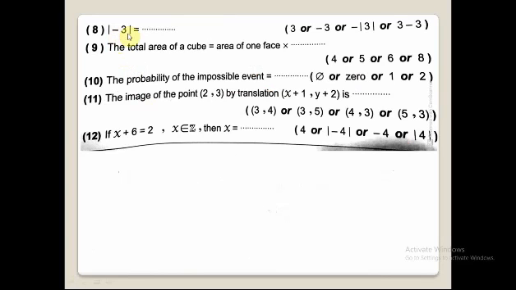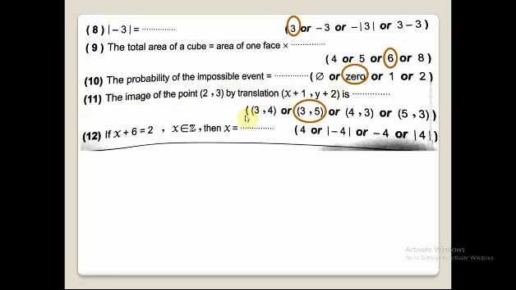Absolute value of negative 3, it's 3. The total area of a cube is the area of one face multiply the 6 faces of the cube. The probability of the impossible event, impossible can't happen, is 0. The image of the point (2, 3) by translation x plus 1 and y plus 2. Here I have x and y. X is 2, 2 plus 1 equals 3. And y is 3, 3 plus 2 equals 5.